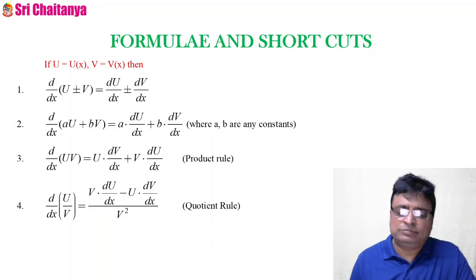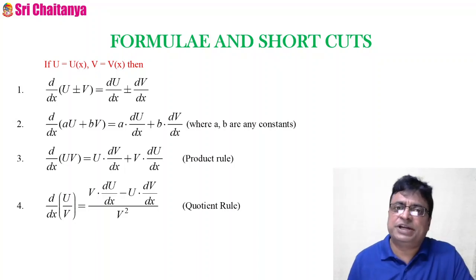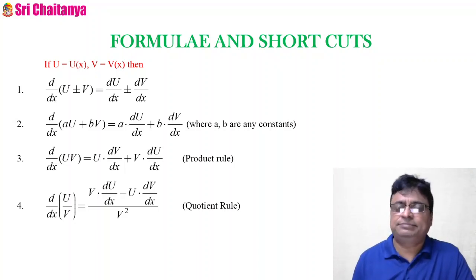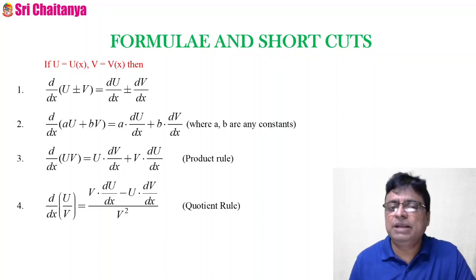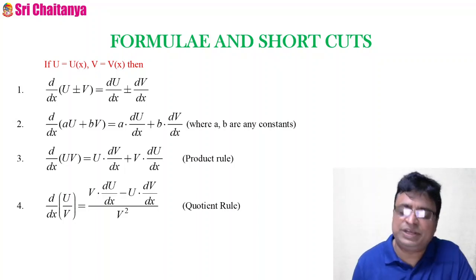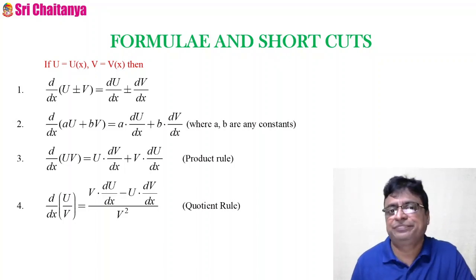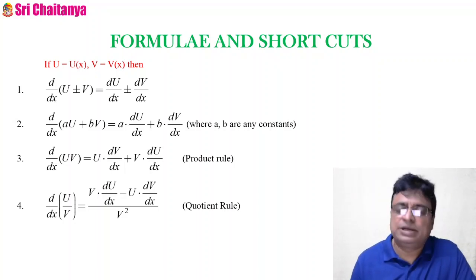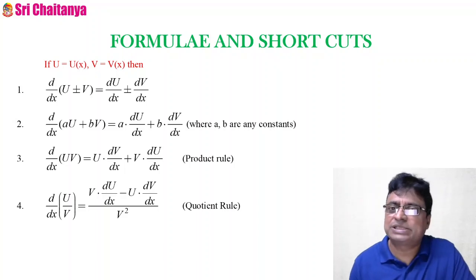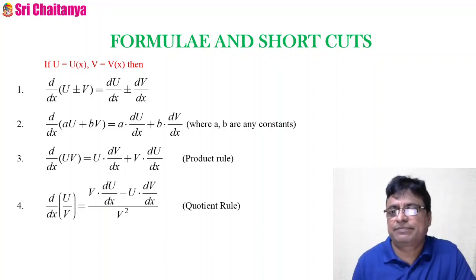If u is a function of x and v is a function of x, then the first formula: d by dx of u plus or minus v equals du by dx plus or minus dv by dx. Second formula: d by dx of au plus bv equals a into du by dx plus b into dv by dx, where a and b are constants.